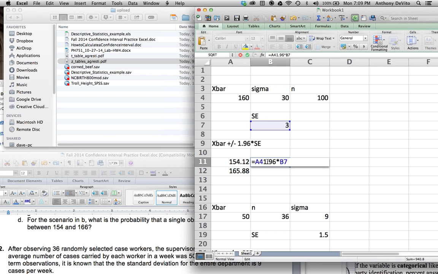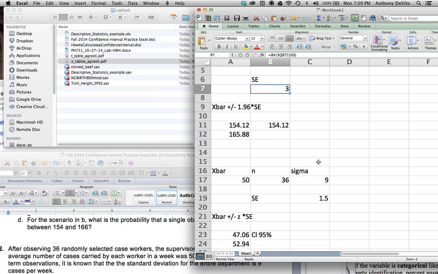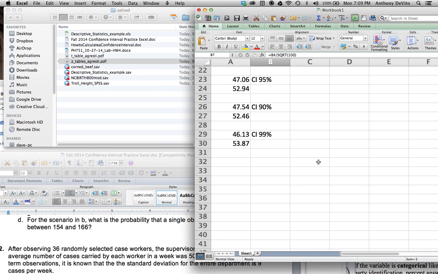Plus or minus, rather, 1.52. So I did use the 3 there. We calculated the 3 to begin with, so that I didn't have to do it within that formula. See, this cell here is B4, that's sigma 30 over the square root of the sample size, which was 100. Okay, good. All right, so we have some tools to work with now.